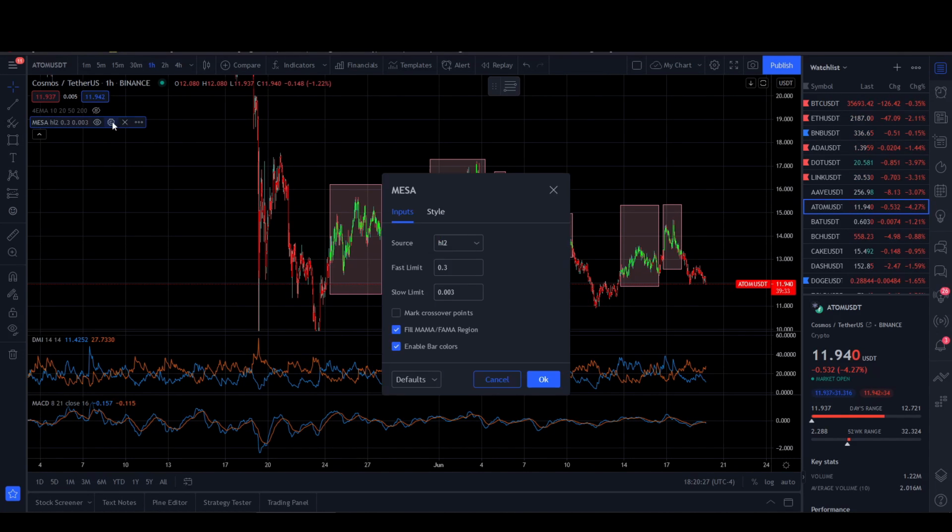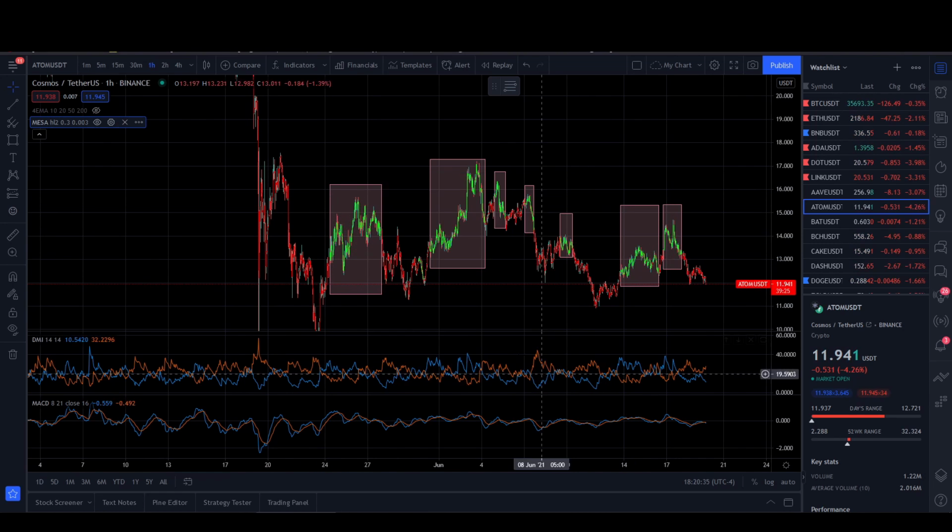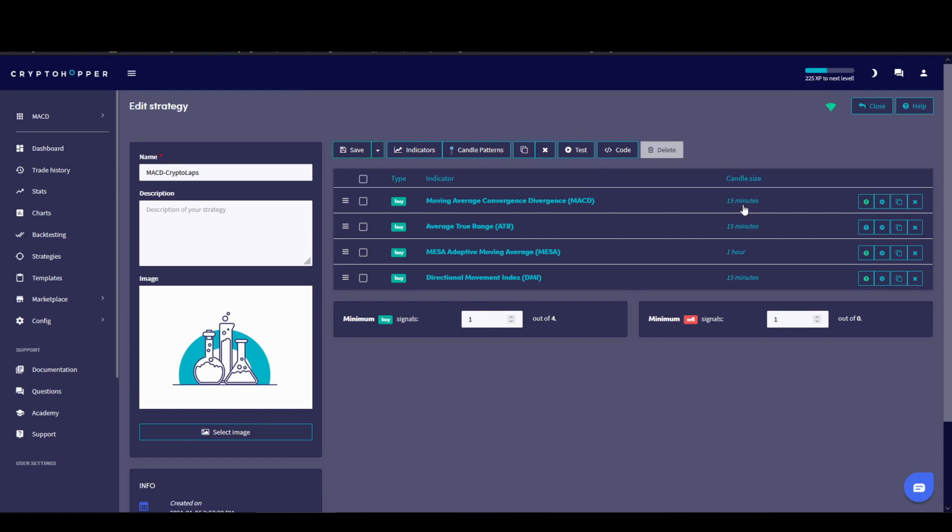And also you can select right here, enable bar color, so it will change the color of your graphic. So when it's green, it's an uptrend, and when it's red, it's a downtrend. What I did on the 1 hour, I put a box around all the uptrend signals given by the Mezza, because don't forget the strategy is on the 15-minute.